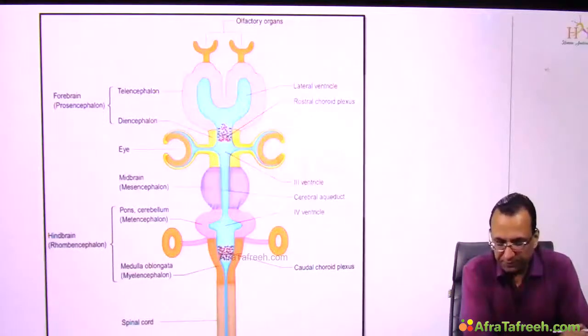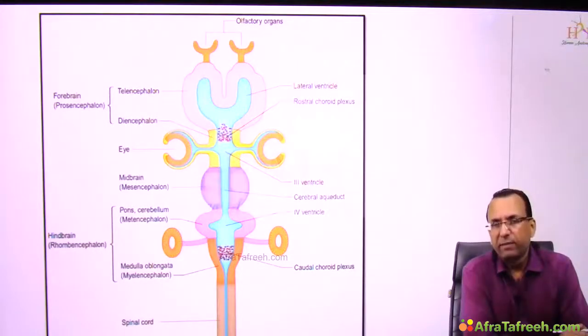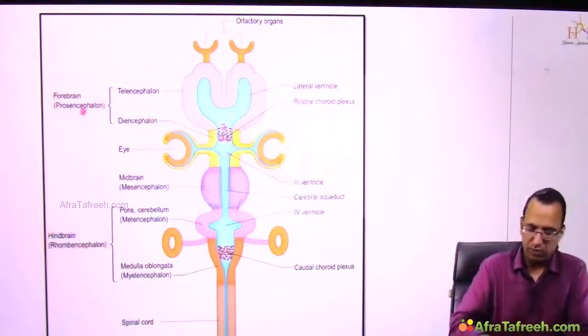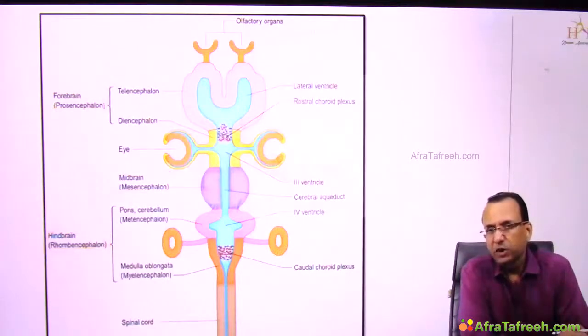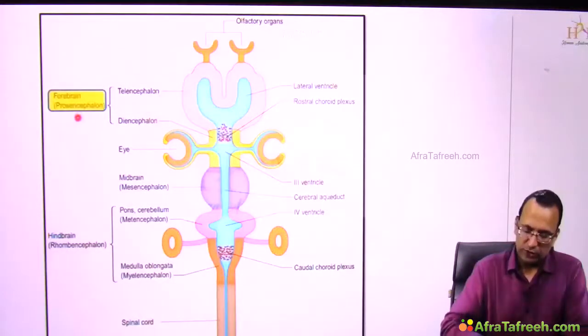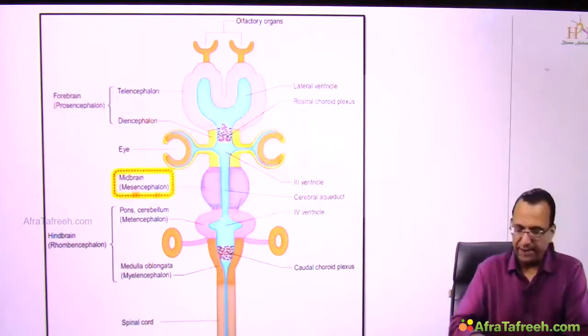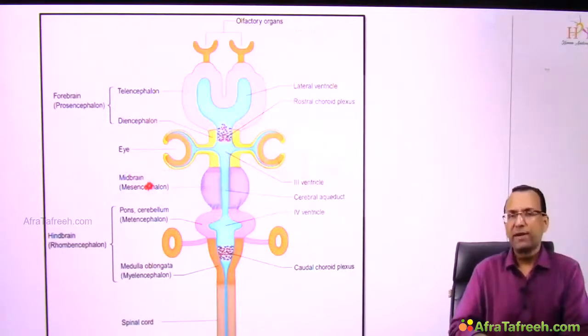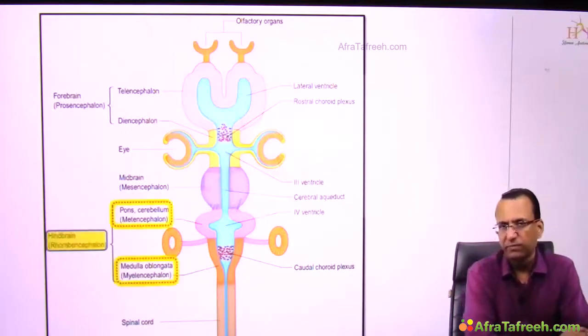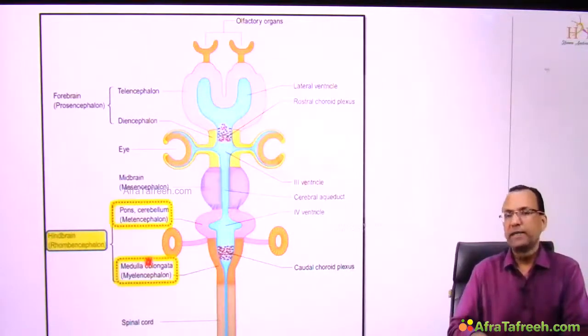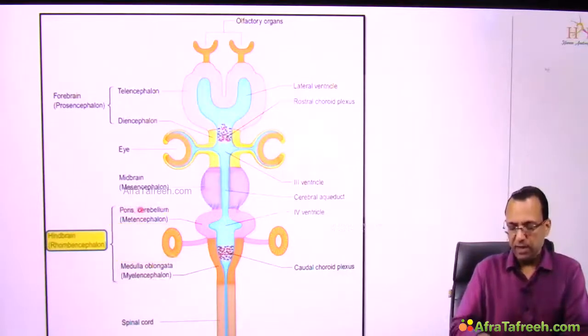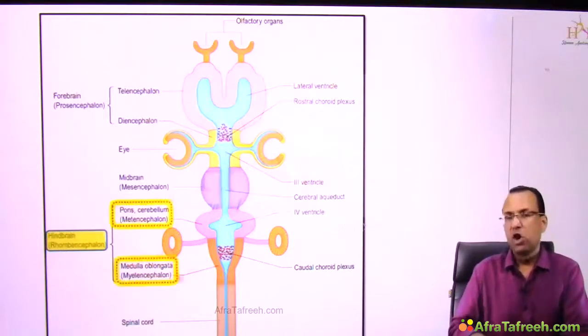See, these are the 3 parts of the brain developing, which are called prosencephalon, the forebrain, mesencephalon, the midbrain, and the rhombencephalon, the hindbrain. The forebrain itself divides into 2, called telencephalon and diencephalon. Midbrain is mesencephalon, and it will not divide into any further components. It will remain as midbrain only. And the hindbrain, rhombencephalon, will divide into 2 components: metencephalon, which is pons and cerebellum, and myelencephalon, which is the medulla oblongata.